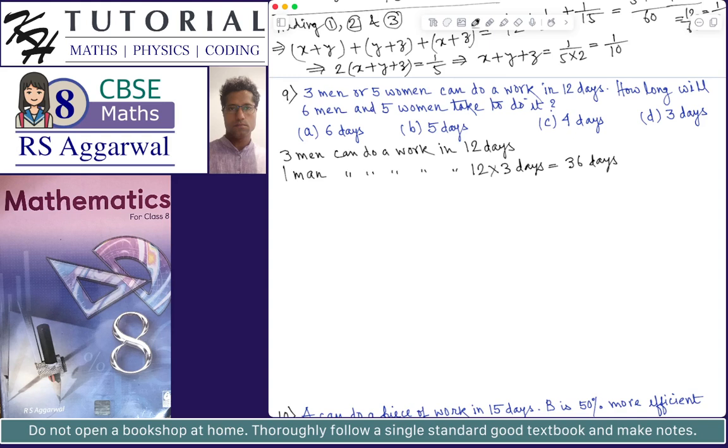So, if three men can do a work in 12 days, so definitely one man will do the work in more number of days. And obviously, the number of men and the number of days will be inversely proportional. That is, their product will be a constant. So that is why one man can do the work in 12 into 3, that is 36 days.